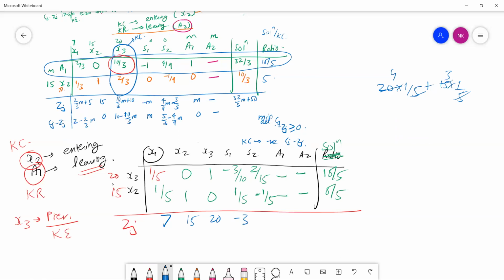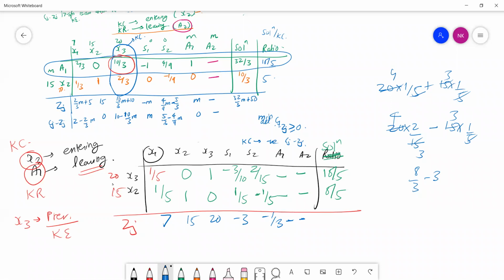Then 2 by 15 multiplied by 20 minus 15 multiplied by 1 by 5. So let me do this. 2 by 15 multiplied by 20 is 8 by 3, minus 3. So what will be the case? It will be 9, so minus 1 by 3. And these are all dashes.